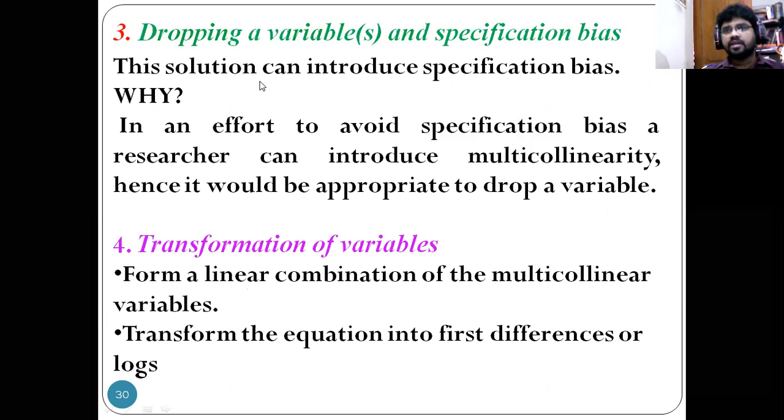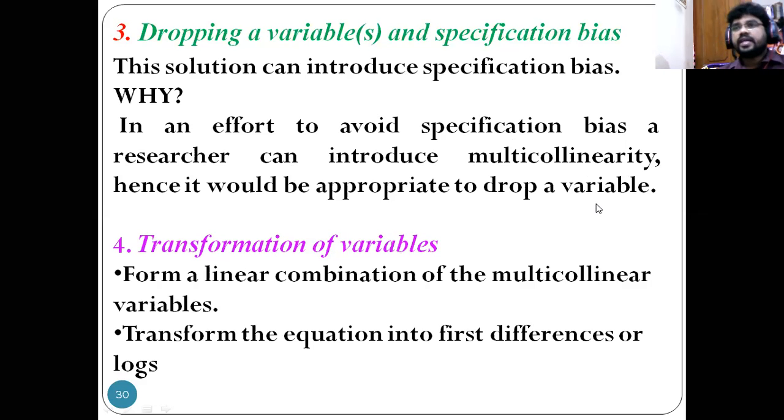Then the third one, dropping a variable and specification bias. When can we drop variables? Only when there is a multicollinearity problem can we drop the variables, or remove them, or simply delete the independent variables from the model. But this solution can introduce specification bias. Why? Because in an effort to avoid multicollinearity, the researcher can introduce specification bias. Hence, it would be appropriate to drop a variable carefully.